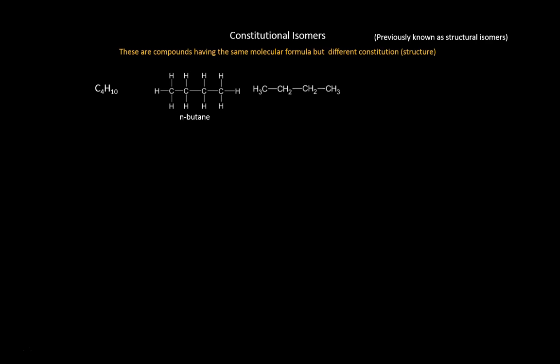Is there another way we can write this structure without making it into a ring? If we take this group and then attach it to this carbon, it would look like this. With a methyl group on carbon 2, this makes it 2-methylpropane, a different molecule and therefore an isomer. Here is a condensed version.